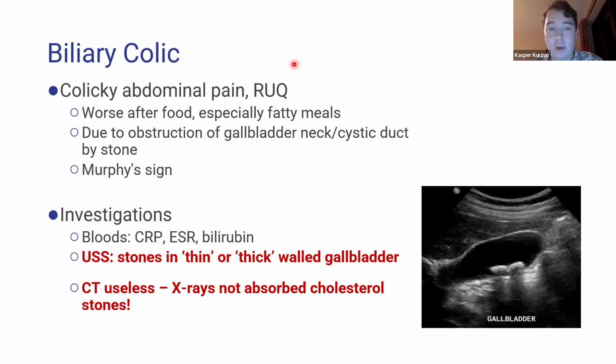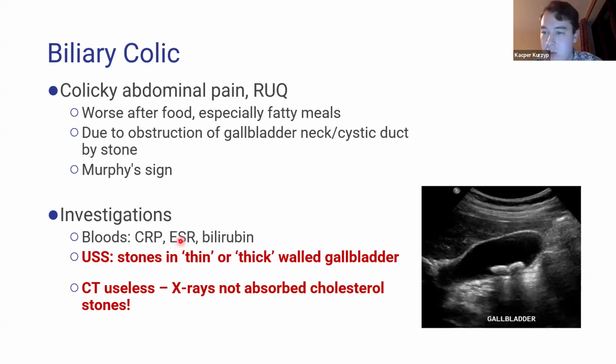Biliary colic, colicky abdominal pain, right upper quadrant. Worse after eating, especially fatty meals. You have your obstruction of the gallbladder neck or cystic duct, or just the gallbladder contracting against the stone. Murphy's sign, you press in the right upper quadrant, ask the patient to inhale. If there is a sharp catch, hurts more.